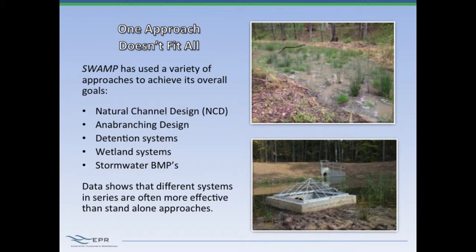So we had natural channel design that was used in particular on phase 1, some on phase 4, as you just heard as well. The anti-branching design that Neil went over in phase 4. The detention systems, primarily phase 2, where the pond and the dam was put in at the lower end of the project. Had wetland systems like the one that was done in phase 3. Neil talked about some of the aspects of phase 4 that were wetlands as well. And even some more traditional stormwater BMPs within the watershed as well that Kurt talked about some yesterday.